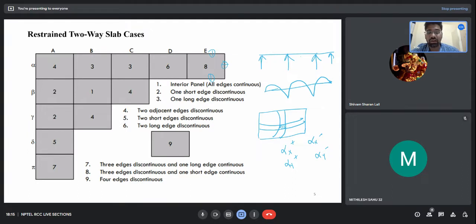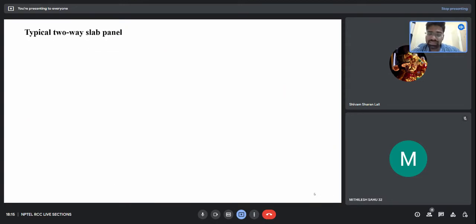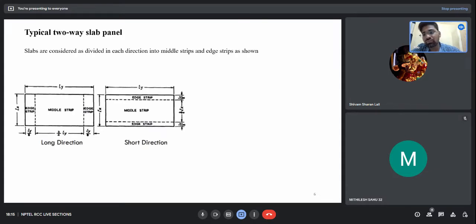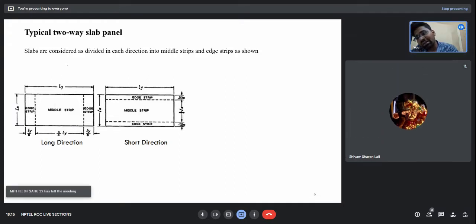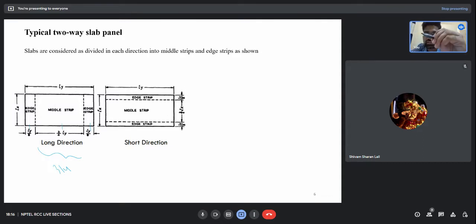So now let's see why we have classified it into these nine types. You will understand it in the next slide. So basically the design of the slab is based upon the distribution of the slab into a number of strips. So we divide it in the longitudinal as well as in the transverse direction. You can see I am dividing it into small strips. This is the edge strip, this is the middle strip, and the middle strip is 3/4 of the entire span, both for the longitudinal as well as the transverse direction.